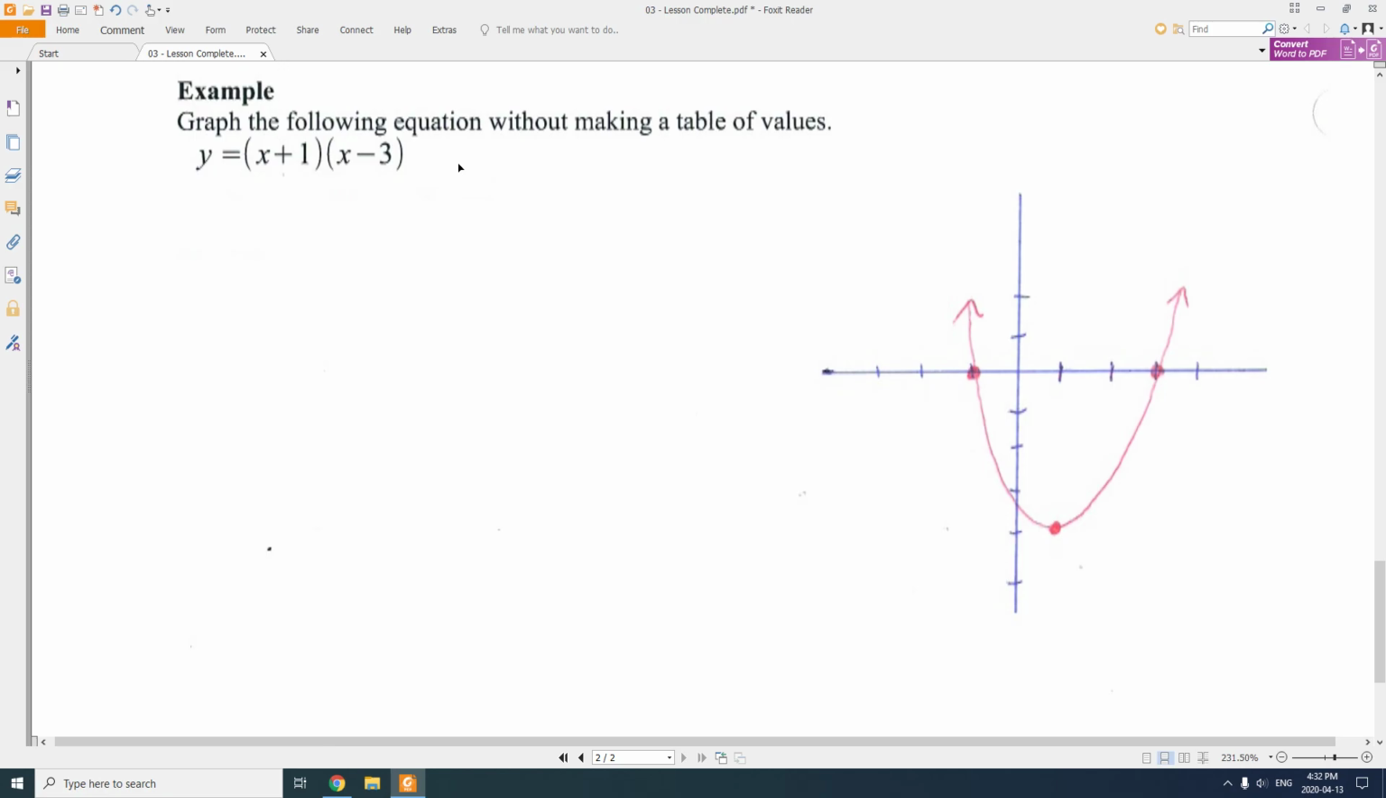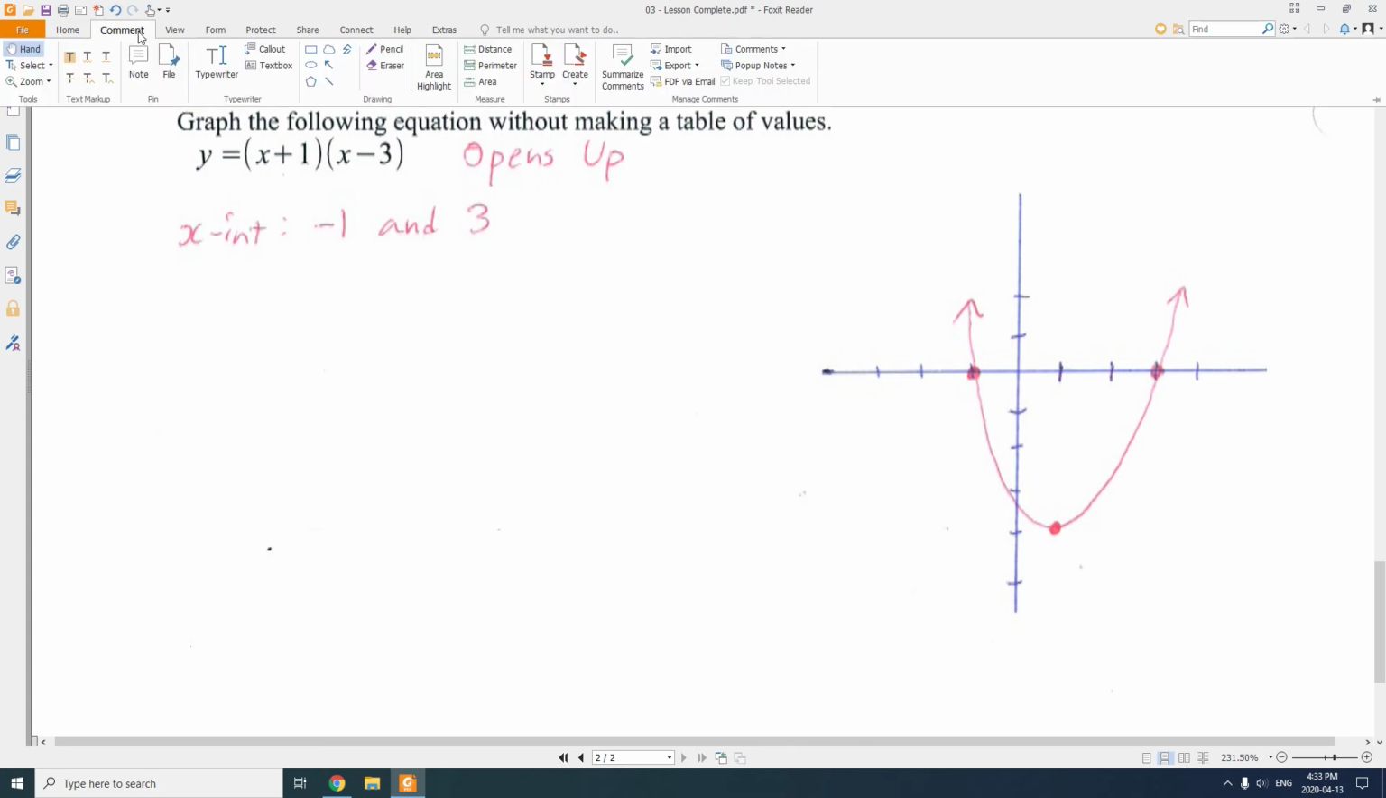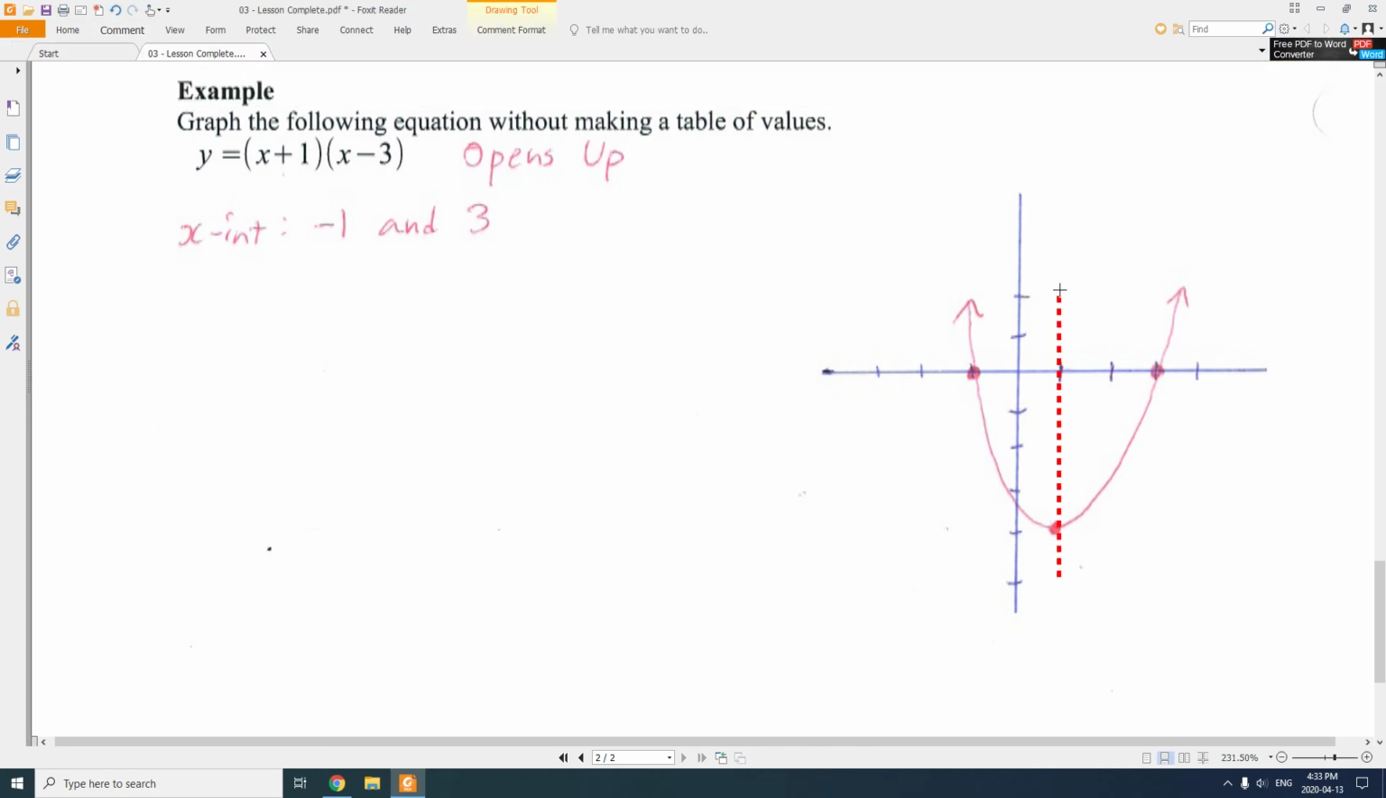All right, hopefully you had a chance to try this one. Let's see what you got. So first thing, it is a parabola. It's positive out front, meaning it opens up. Factored form, so I know my x-intercepts right off the bat. Swapping the sign, negative 1 and positive 3. Halfway in between that is my axis of symmetry. I can sketch it in like that. And I know that that is at x equals 1. If I wanted to calculate it, I would add my x-intercepts and divide by 2. X equals 1.